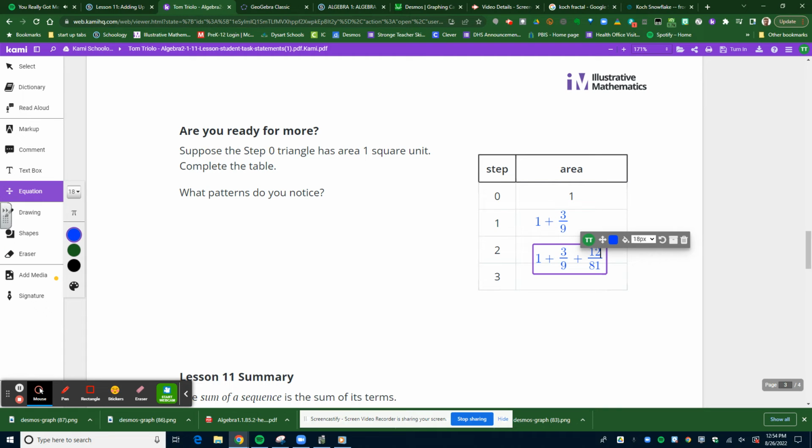3. So each triangle is now having 9 more. So if I have 81, and each one of those 81 make 9 more, that's 729. Now how many triangles is there?